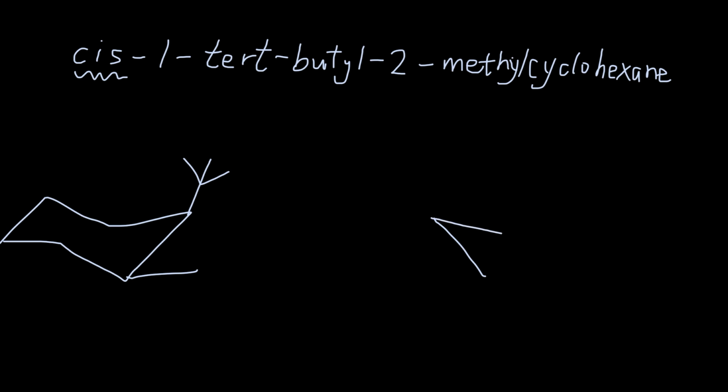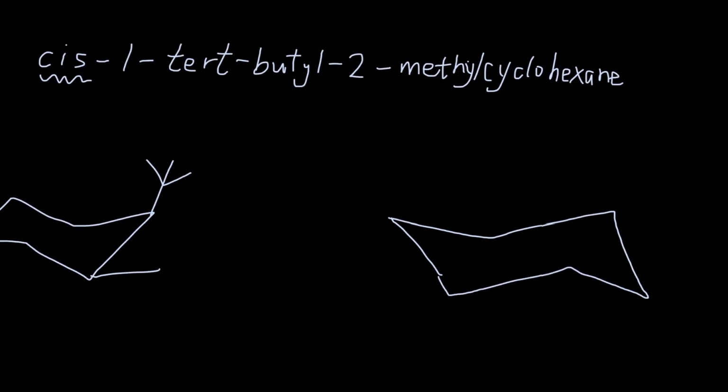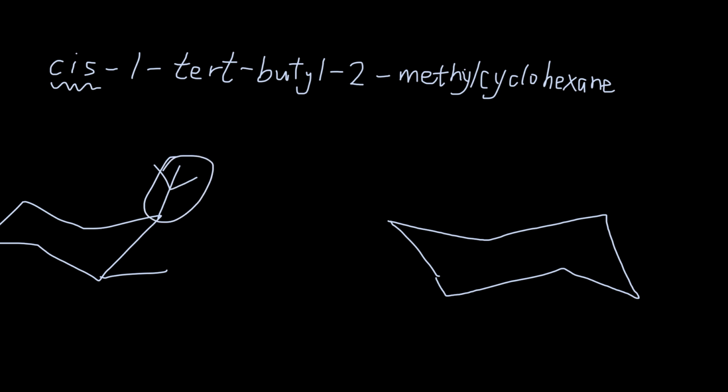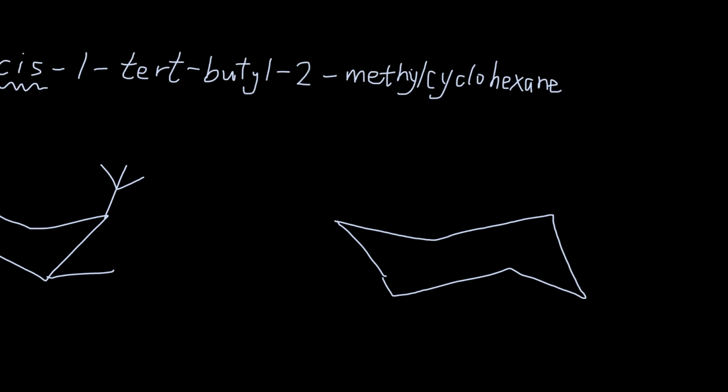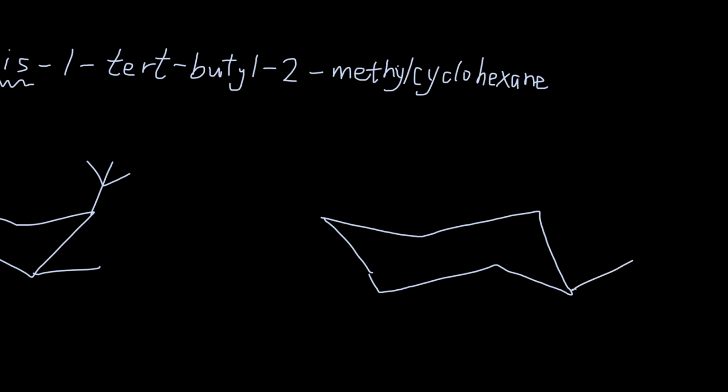Or actually, a better way to draw it would be like this, where the top corner is closer to the left, while here it's closer to the right, the bottom corner closer to the right. Okay, that's a better way to draw it. So this is our ring flip, and here we have our tert-butyl in up axial. So it's going to now be up but equatorial. Up, equatorial.